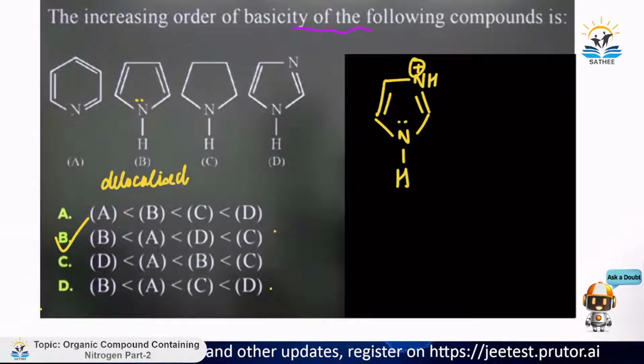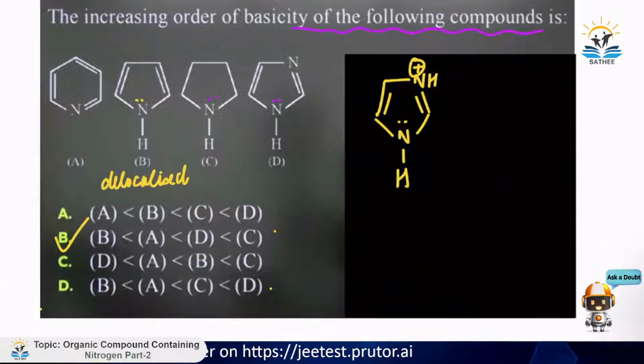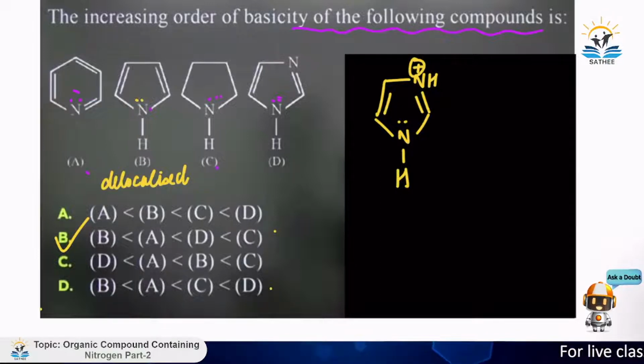The increasing order of basicity of the following compounds. So first, what did we have to see? We have to see localized and delocalized. Here electrons are localized. Here electrons are delocalized. Here they are localized, and here also delocalized. So A and C will be greater than B and D. That we know. So increasing order of basicity.